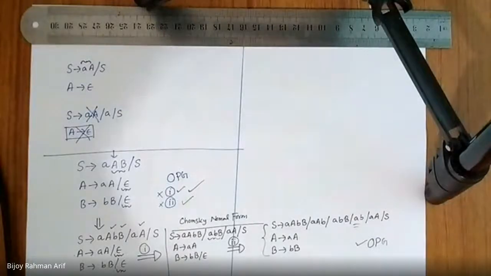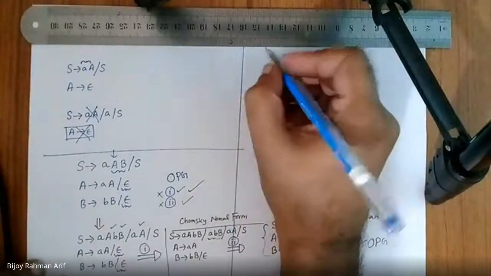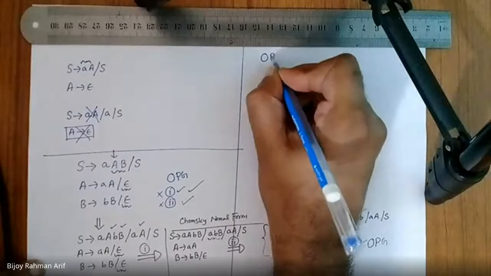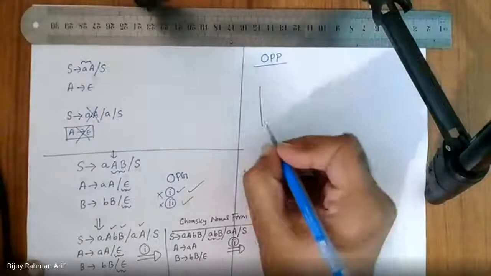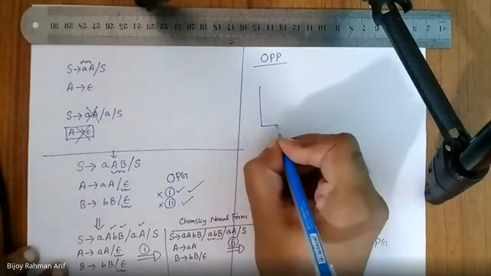Now let's talk about the operator precedence parser, OPP. OPP is also like that. It has a stack.